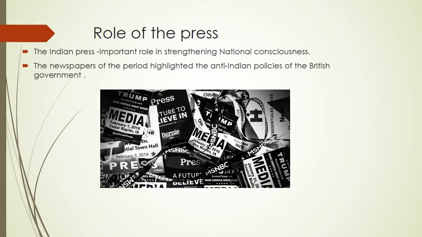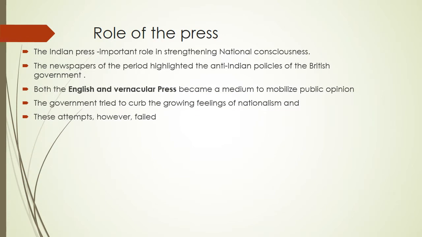The Indian press played an extremely important role in strengthening national consciousness. The newspapers of the period highlighted the anti-Indian policies of the British government and asked the people to unite and work for a common cause. Both the English and the vernacular press became a medium to mobilize public opinion and create a feeling of national bonding. The government tried to curb the growing feeling of nationalism and patriotism by burning newspapers and books. These attempts, however, failed.